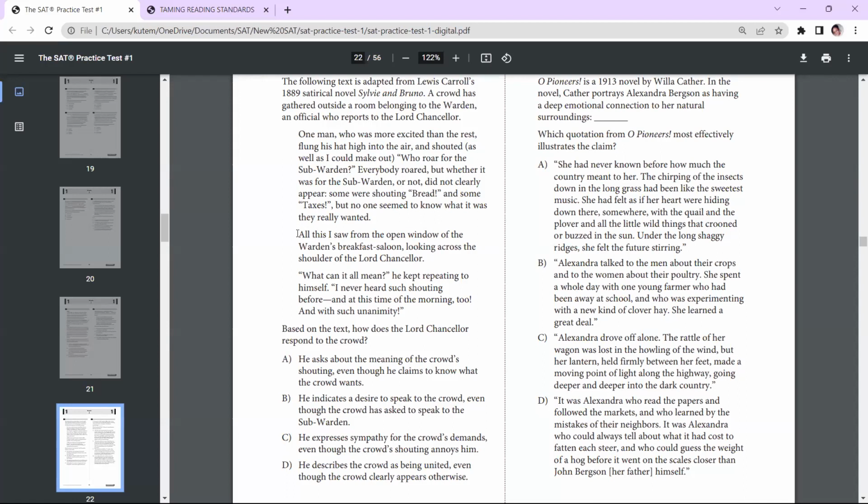And then this says, all this I saw from the open window looking across the shoulder of the Lord Chancellor. Okay, and this was his response right here. What can it all mean? He kept repeating to himself. I have never heard such shouting before, and at this time of the morning too, and with such unanimity. So this is basically saying, why are people shouting? They've never shouted this much, and their shouting sounds united, like they're shouting the same thing. So this was basically the chancellor's response.